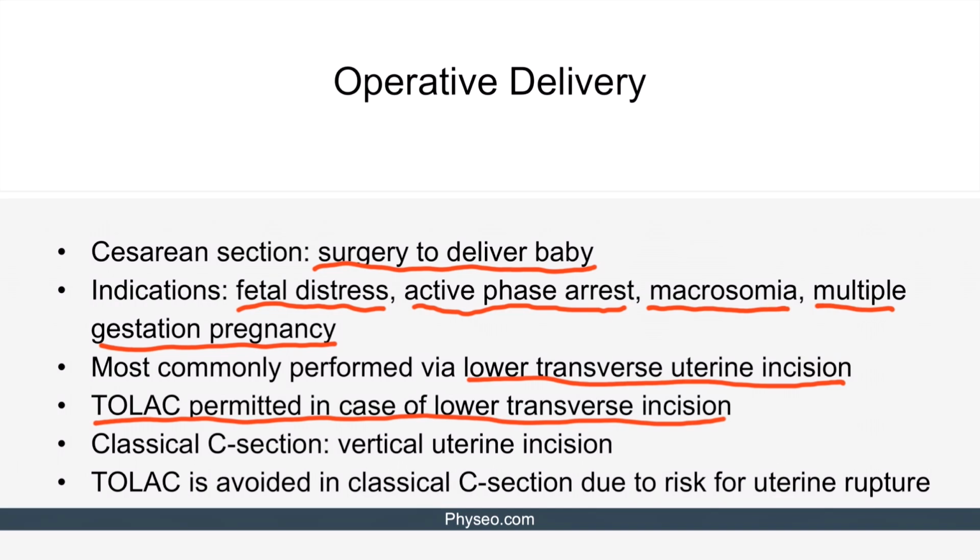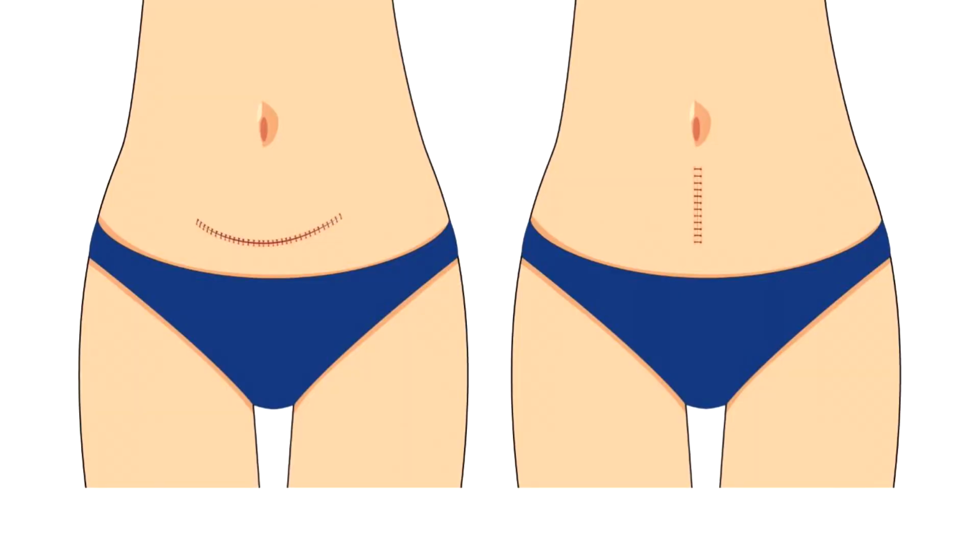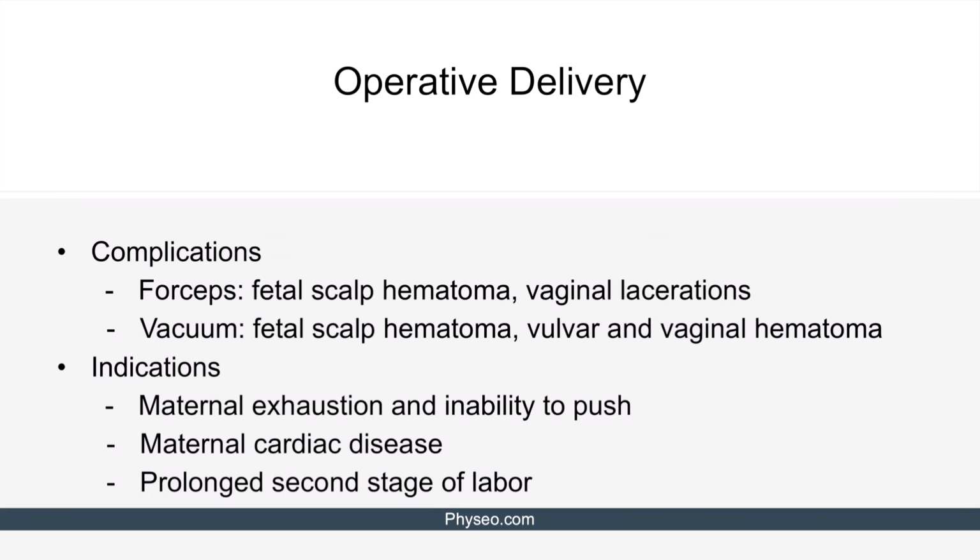The second type of C-section is classical C-section, where we make a vertical uterine incision. If this has been done, then in subsequent pregnancies, TOLAC is avoided due to the risk of uterine rupture. Here we see the comparison between a lower transverse and a classic C-section. Hopefully you can appreciate that the incision is low transverse in the left image, while it's vertical in the right image. Operative vaginal delivery suggests delivery either via forceps or vacuum.